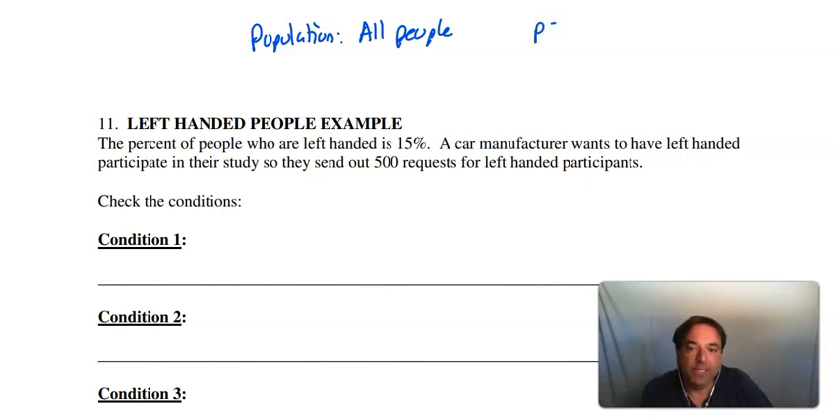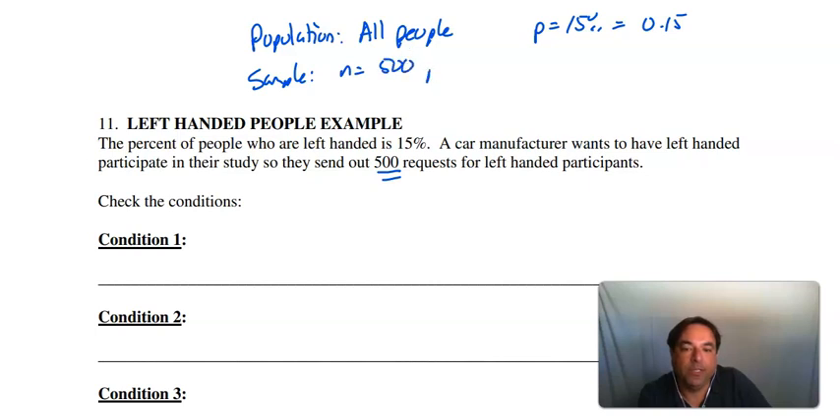And so the P is 15%, which is 0.15. Then we send out 500, that's our sample size. So our sample N is 500 people. And we want to see of the 500 people, what percent are left-handed.